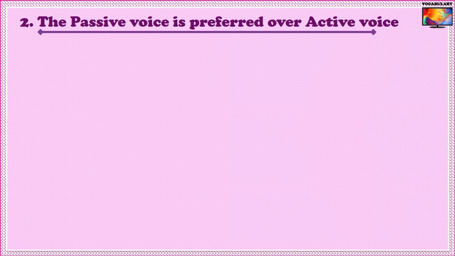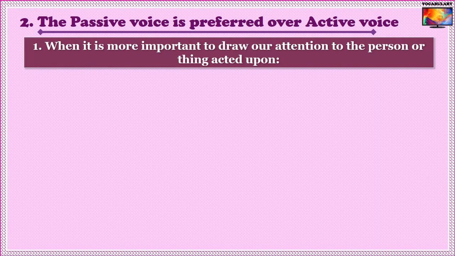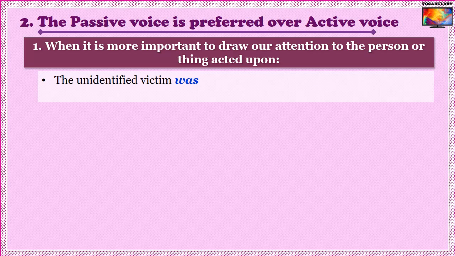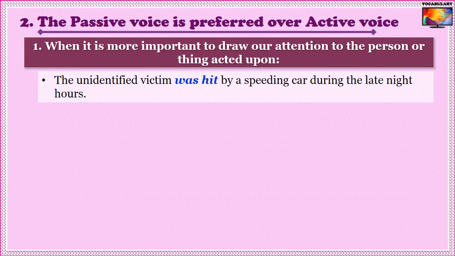The passive voice construction is particularly useful and in fact passive voice is recommended in 3 situations. The first case is when it is more important to draw our attention to the person or thing acted upon. For example, the unidentified victim was hit by a speeding car during the late night hours. This sentence is in passive voice as the focus is on the victim, the person who was hit. That is the person receiving the action of the verb hit.